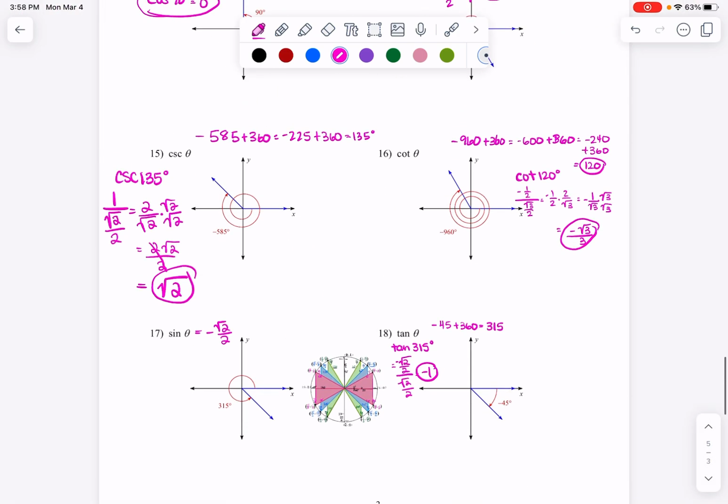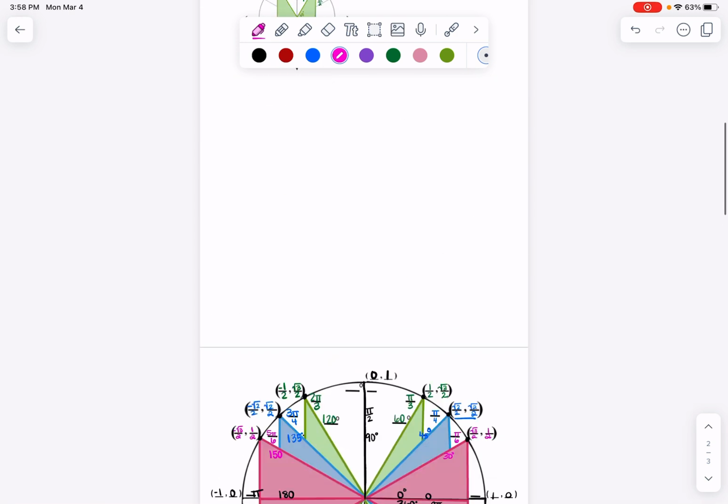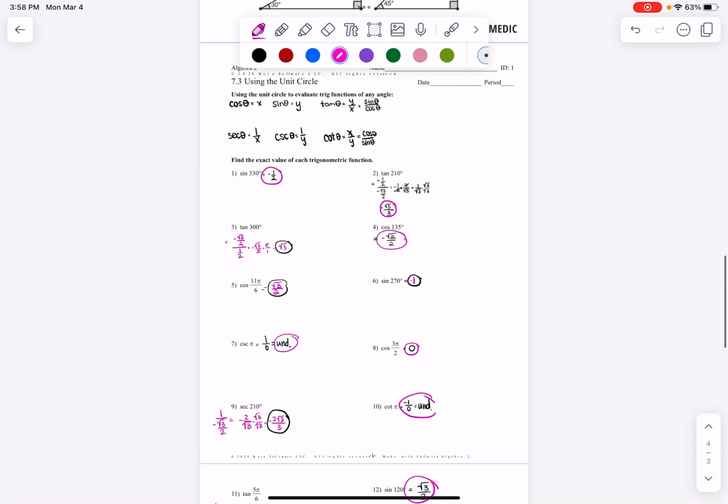And so that is our how to use the unit circle lesson. Again, sorry for the interruption in the middle.